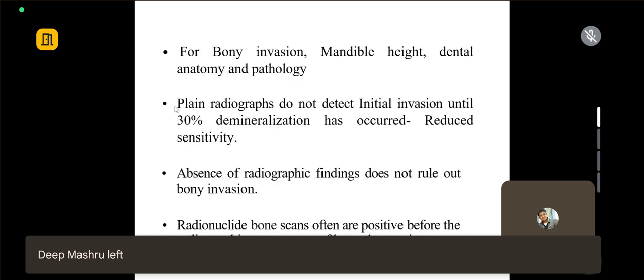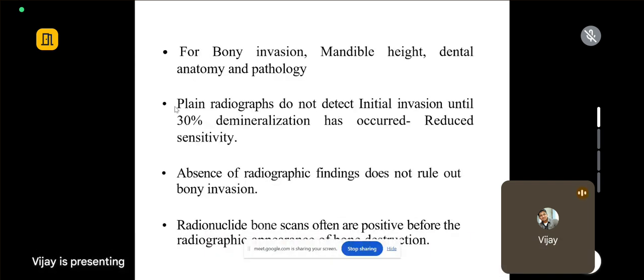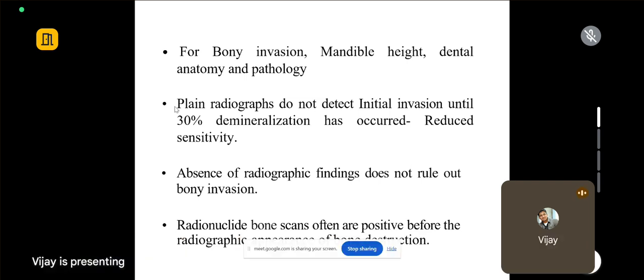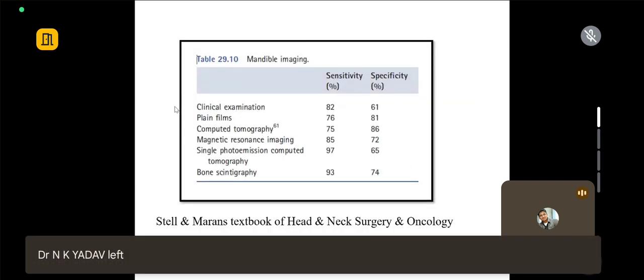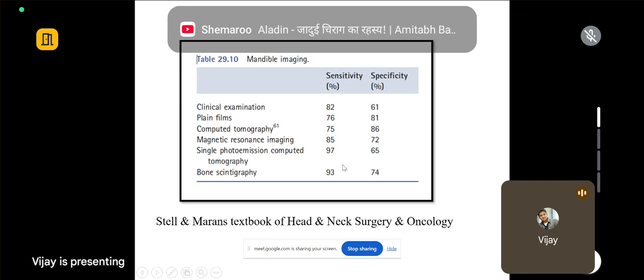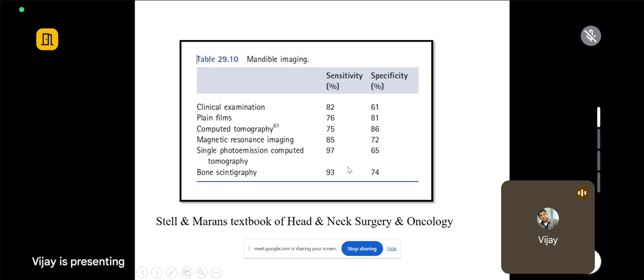For bony invasion, mandible height, dental anatomy, and pathology are seen. Plain radiographs do not detect initial invasion until 30% demineralization has occurred, so they have reduced sensitivity. Absence of radiographic findings does not rule out bony invasion, and radionuclide bone scans often are positive before the radiographic appearance of the bone destruction. This table is from Stell and Maran's textbook, which shows that the highest sensitivity was for single photon emission computed tomography, SPECT, and the highest specificity was for the computed tomography, CT scan.